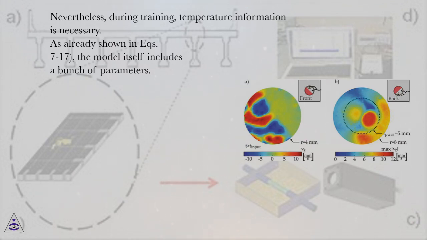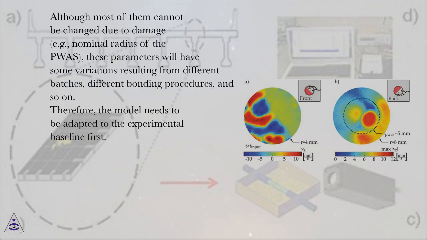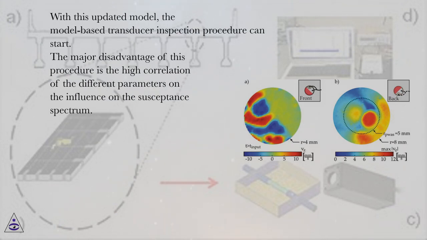As already shown in EX 7-17, the model itself includes a bunch of parameters. Although most of them cannot be changed due to damage, for example, the nominal radius of the PWS, these parameters will have some variations resulting from different batches, different bonding procedures, and so on. Therefore, the model needs to be adapted to the experimental baseline first. With this updated model, the model-based transducer inspection procedure can start.